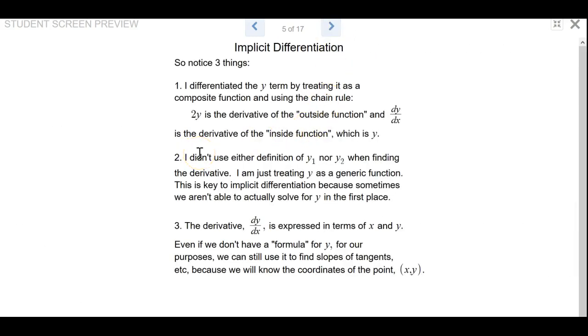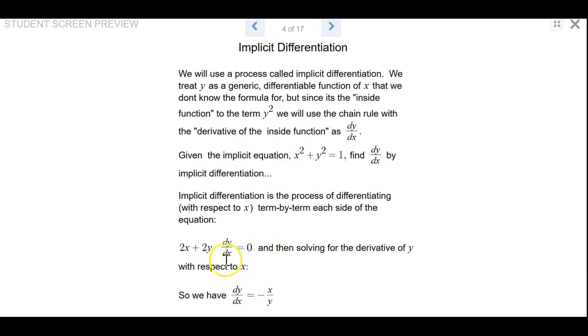So three things to note with the result we just got. We were treating that y squared term as a composite function, and so when I take the derivative, the outside is 2y to the first. And remember with the chain rule you evaluate the outside function at the inside function, so that's why it's 2y. And then you're always going to have this dy/dx multiplied by the derivative of that outside function.